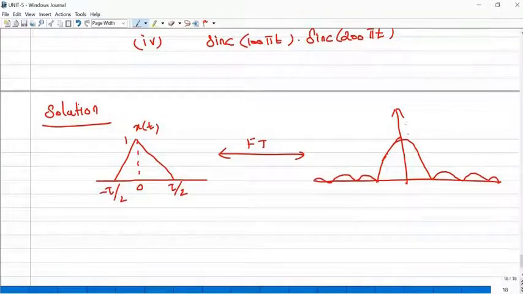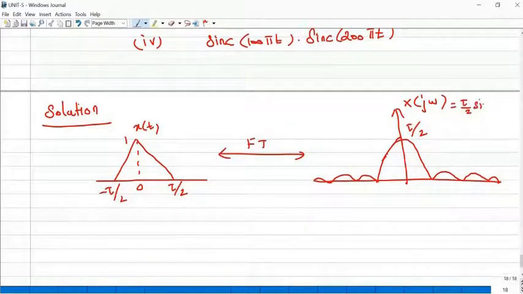This is tau by 2, X of j omega. The entire signal is tau by 2 sinc square of omega tau by 4. So the CTFT of this triangular pulse is tau by 2 sinc square of omega tau by 4. Right.